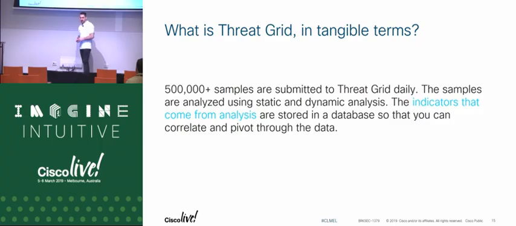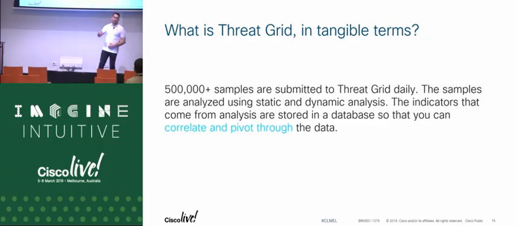And those indicators, right? The indicators that come from that: the IP addresses that it communicates with, the files that it writes on disk, the registry keys, the file hashes. So we index all those indicators, and then we store them in the database so you can correlate and pivot through them. So beyond just showing, here's a file, you submitted it for analysis and we've analyzed it, here's a report, here's what it did, and here's the score we gave it, we also index all of those indicators together.